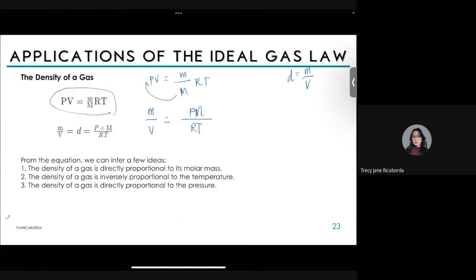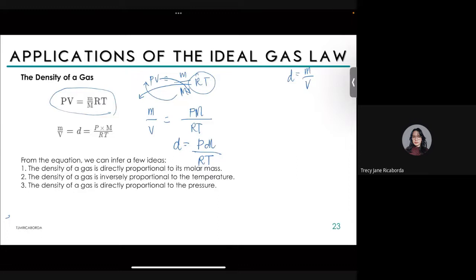This went up and then these went down. These went down as well. Medyo convoluted, but well, of course, math needs practice. So, transposing lang naman yan. From this equation, density is equal to pressure times molar mass over the universal gas constant times temperature.